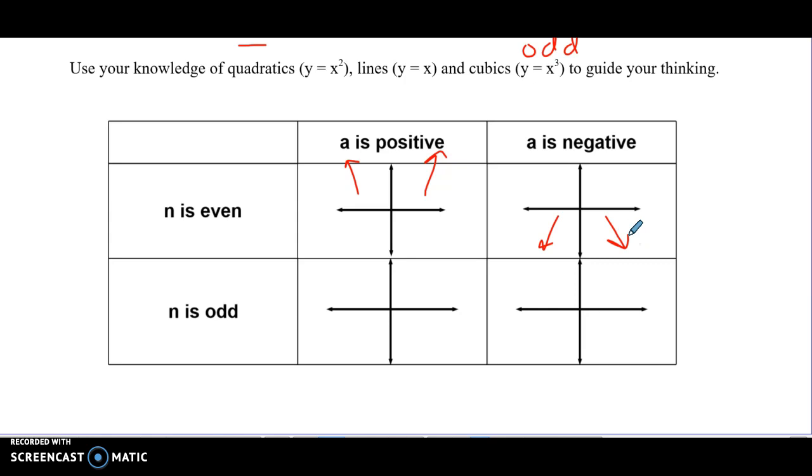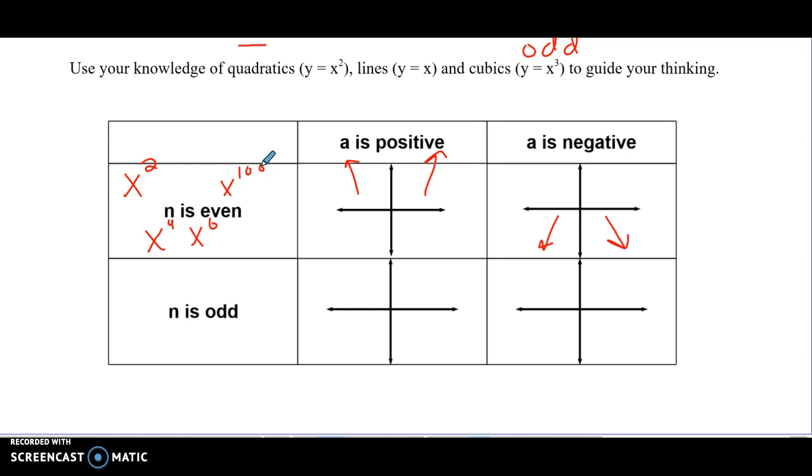What are some even functions? What's the most obvious one that we've been doing all year long? Quadratic, x squared. But that applies for everything else, like x to the 4th, and x to the 6th, and x to the 100th. All of them have the same end behavior. What about 3? Not 75th.